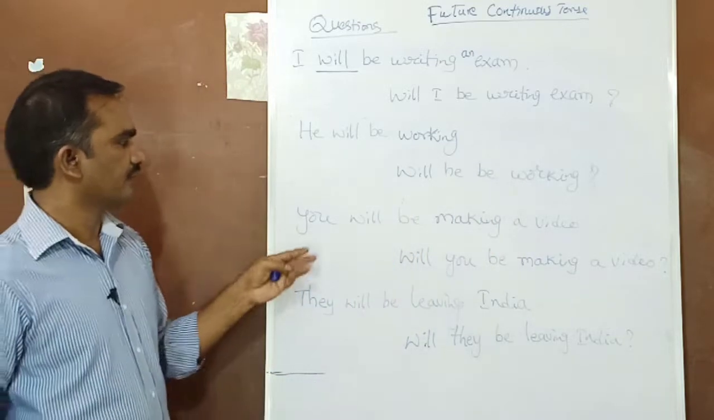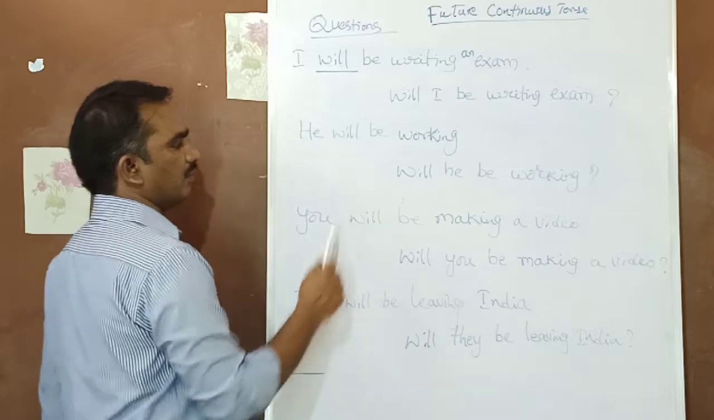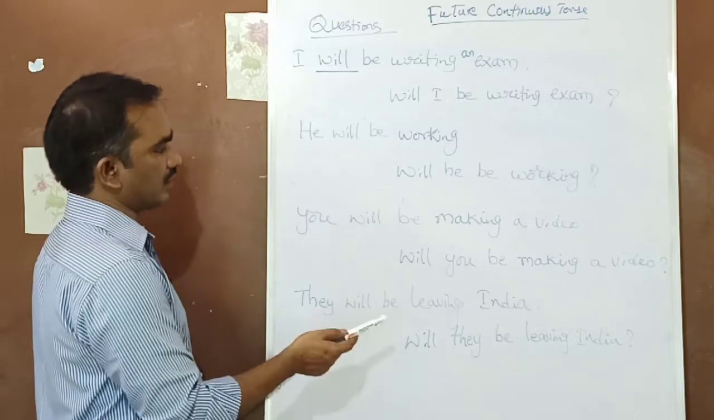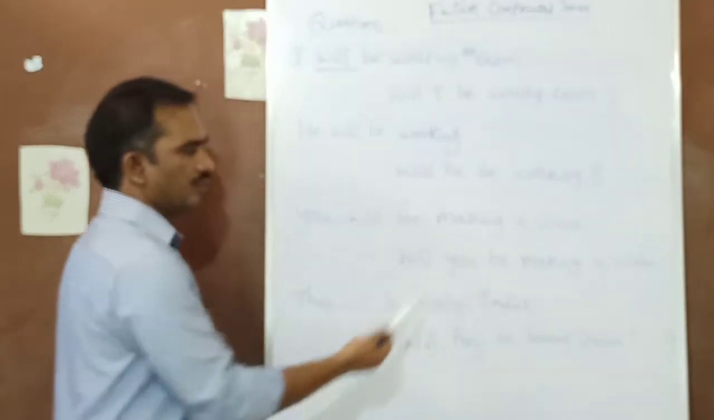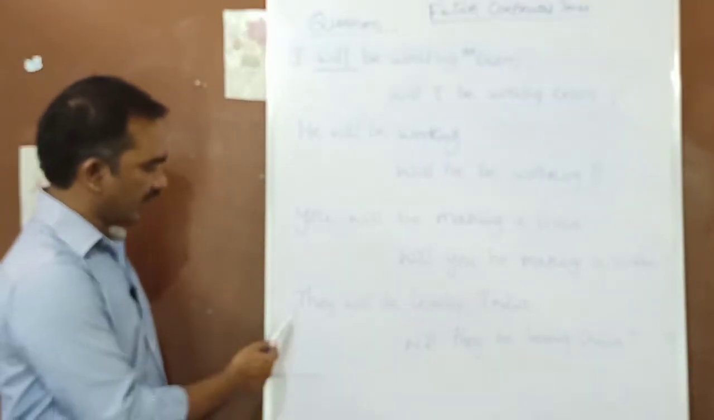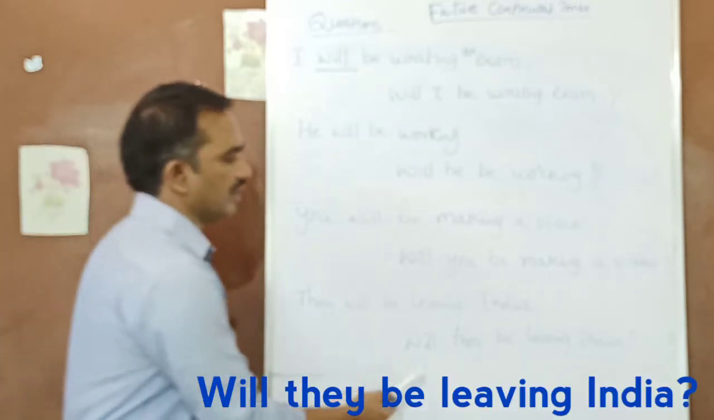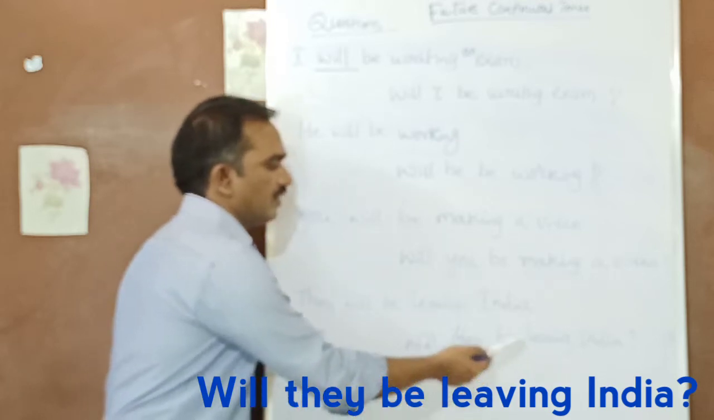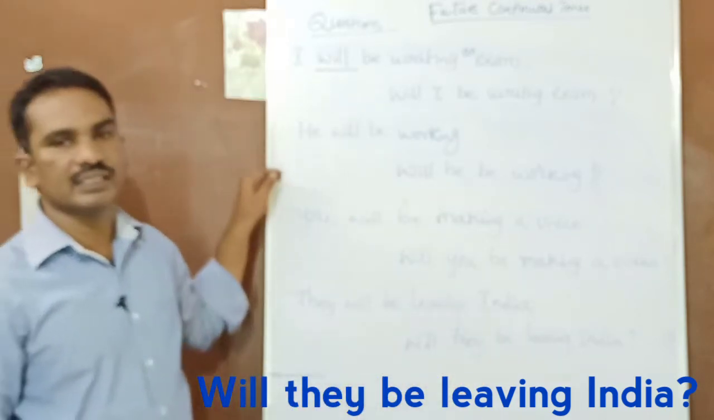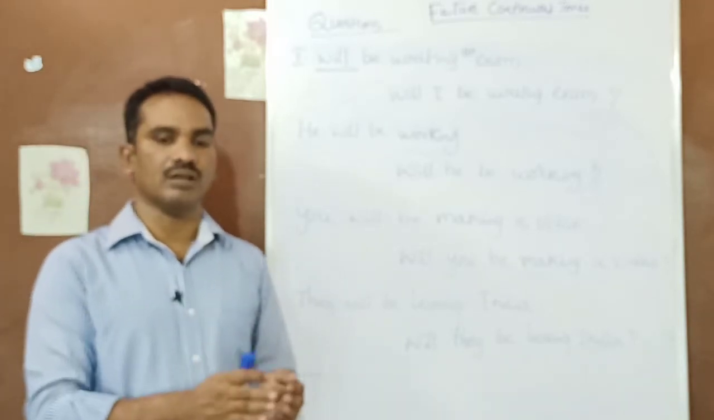So next one, you will be making a video. How do you make it a question? Will you be making a video? And then finally, they will be leaving India. Will they be leaving India? So guys, this is the way how to make yes or no questions.